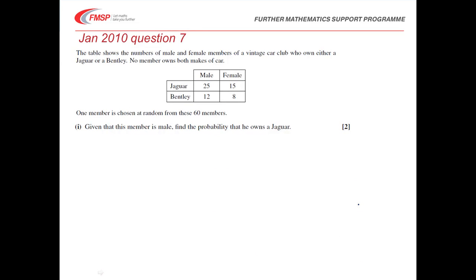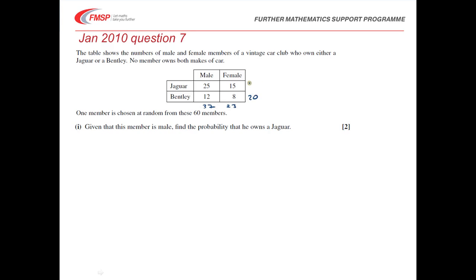So, moving on to a more sort of just probability question, we've got a table here that shows the numbers of male and female members of a vintage car club. Now, it's a 2-way table. Okay, they either own a Jaguar or a Bentley, and no member owns both. So they're independent. So I think it's always a good idea just to add these up.